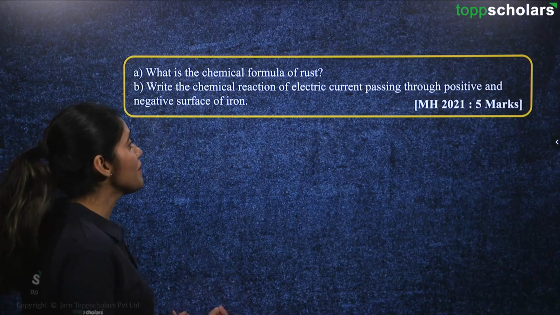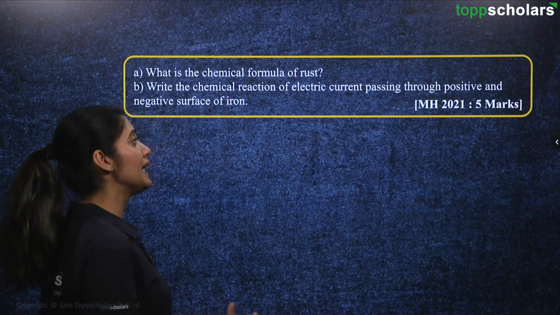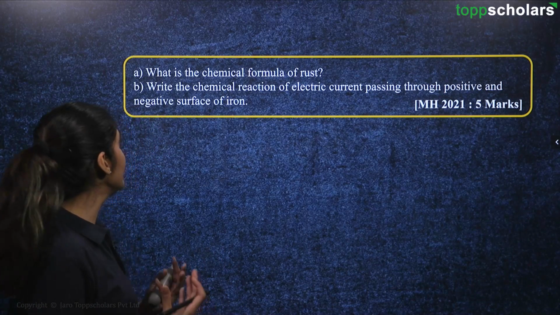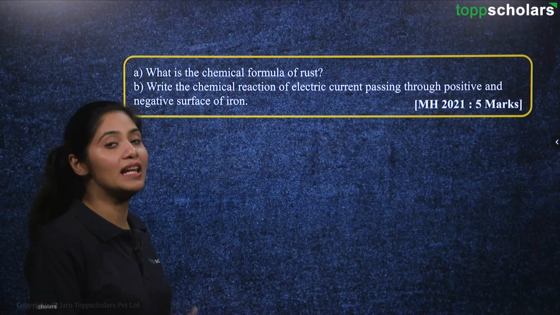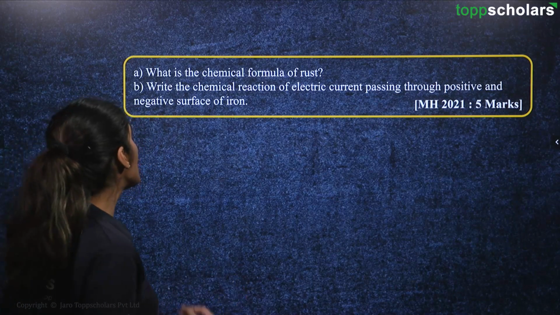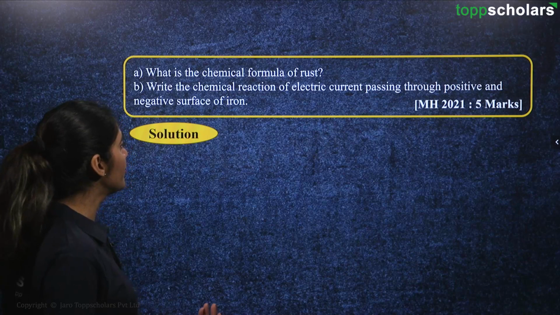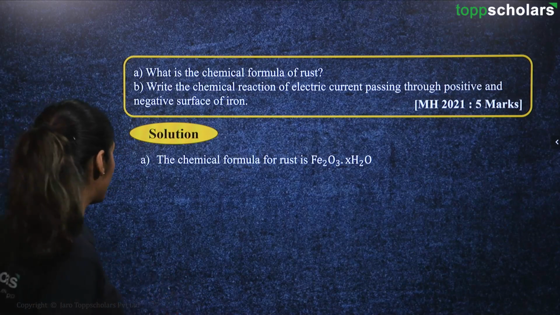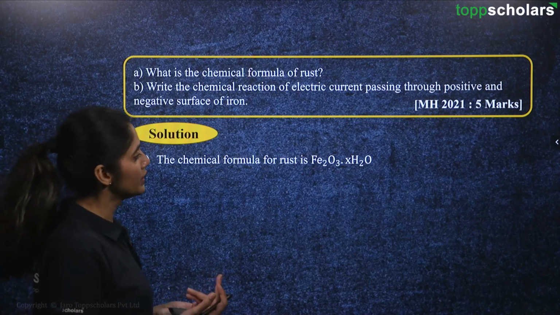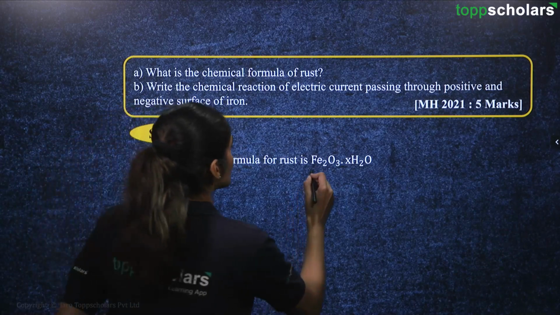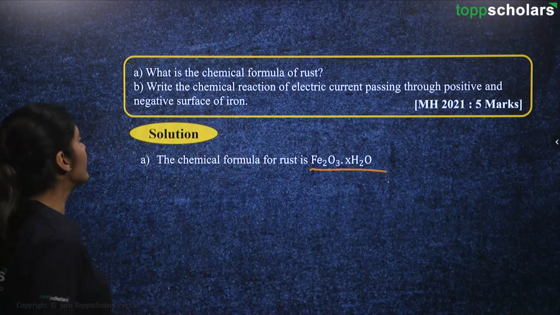Alright, now this time what we are doing is we are passing an electric current through positive and negative surface of iron. So, in that case what happens? We will answer that. Okay. So, again what is the chemical formula of rust? By now we should have been remembering that. The chemical formula of rust is Fe2O3·xH2O. So, this is the chemical formula of rust.